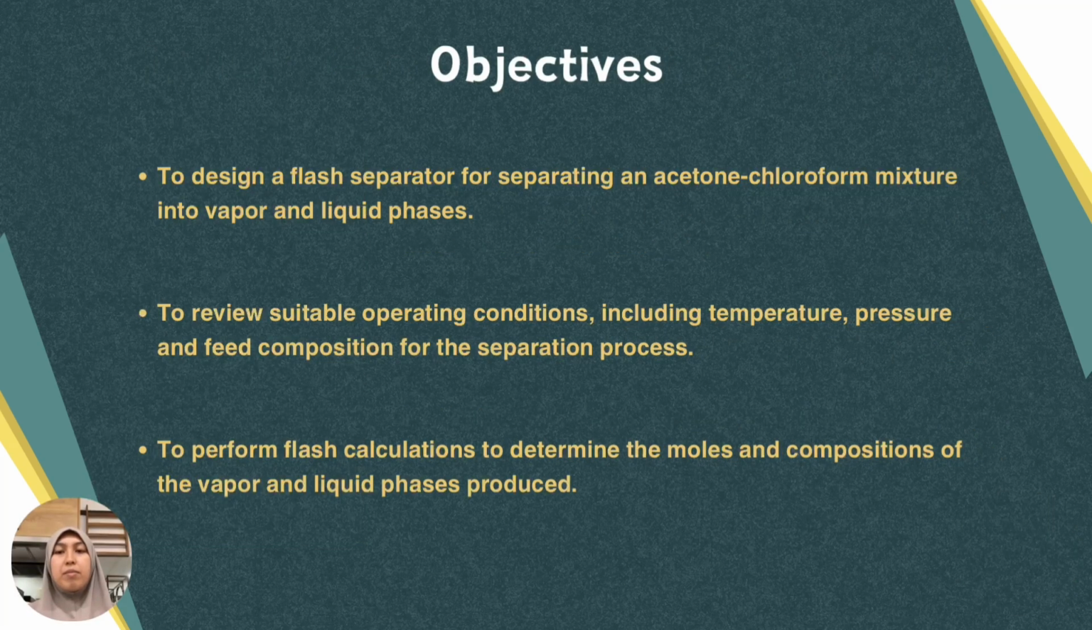This project aims to design a flash separator to separate an acetone chloroform mixture into vapor and liquid phases. The study includes reviewing suitable operating conditions such as temperature, pressure, and feed composition, and performing flash calculation to determine the mole and composition of each phase produced.